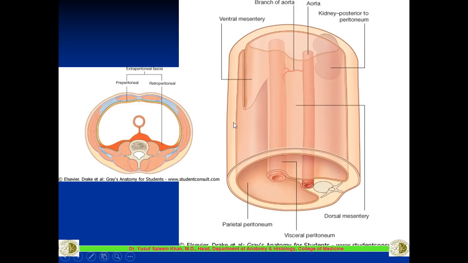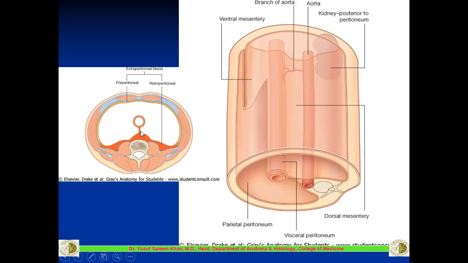And here they have shown you a single part of the small part of the intestine, and here the peritoneum will be covering this part, especially the visceral peritoneum will be covering this whole organ, and this part of the organ will be hanging with a thin membrane, the peritoneal membrane.